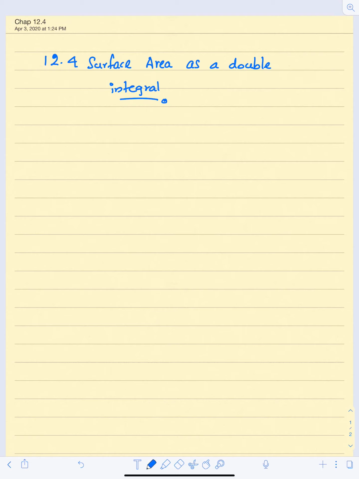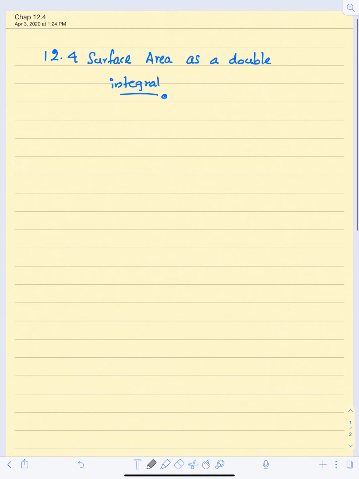Okay, I think now we can start chapter 12.4. This section is about surface area as a double integral. So basically in this part we calculate the area of a surface. Let me explain the problem.